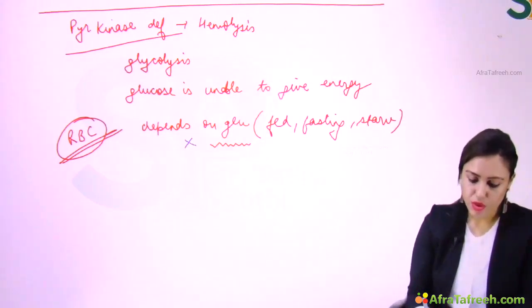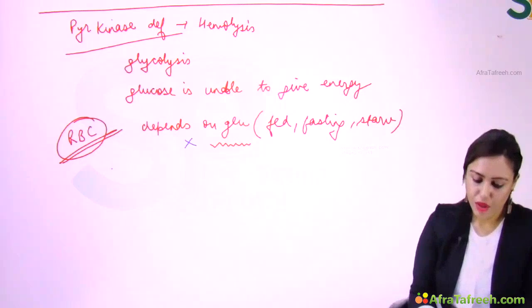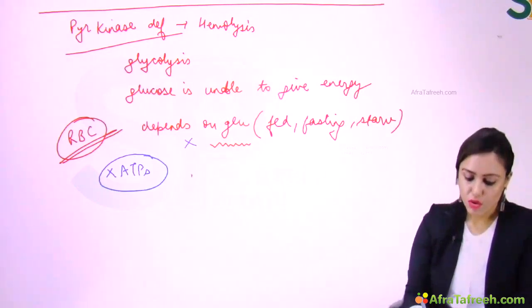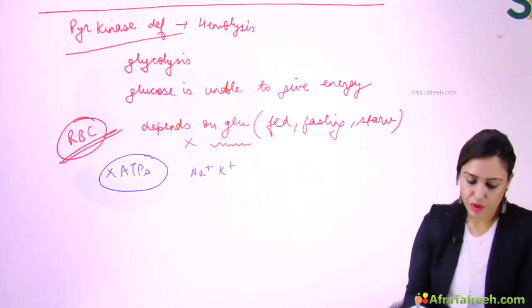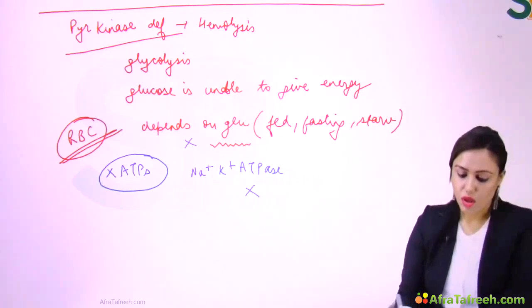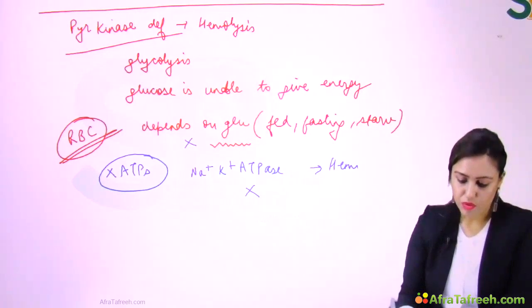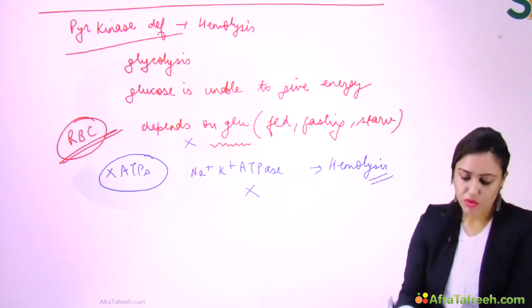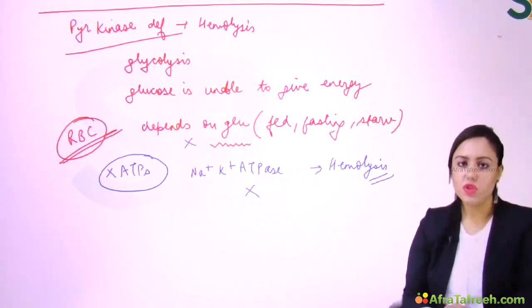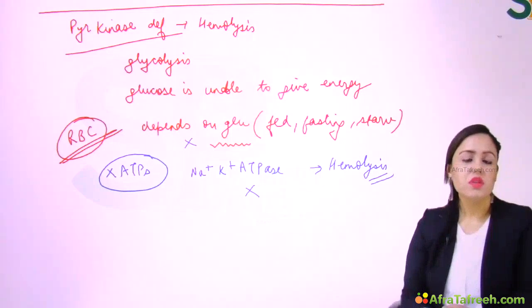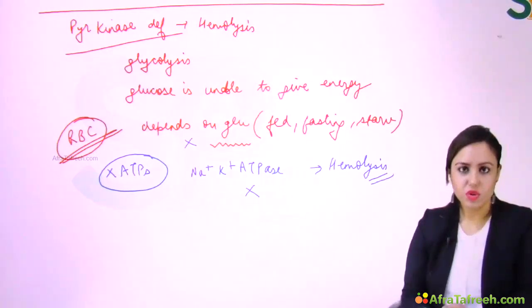So when glucose is unable to give energy, then there are no ATPs in RBCs. So the sodium potassium ATPase pump will be affected, leading to hemolysis. So this is the reason of hemolysis in G6PD and pyruvate kinase deficiency. The reason is different in both the conditions, right?